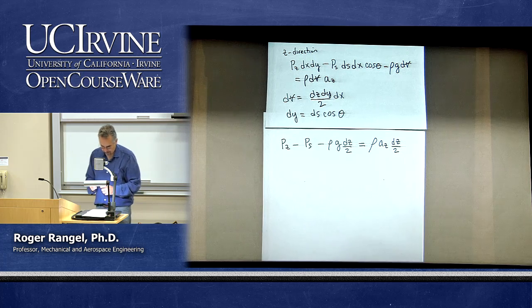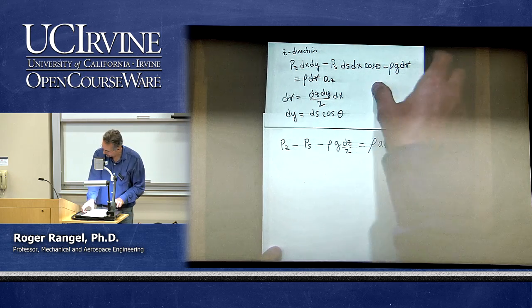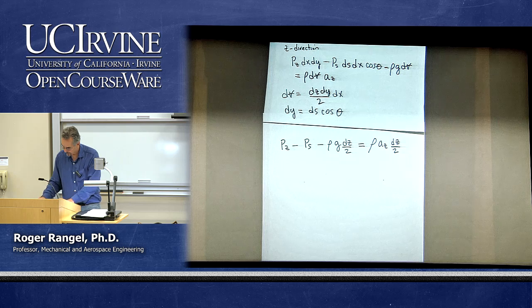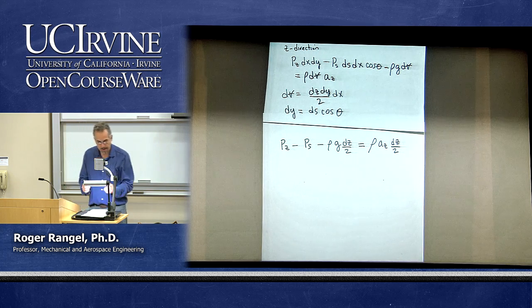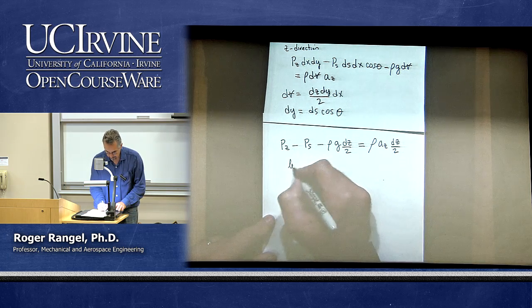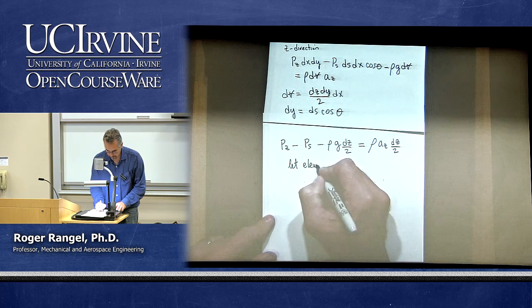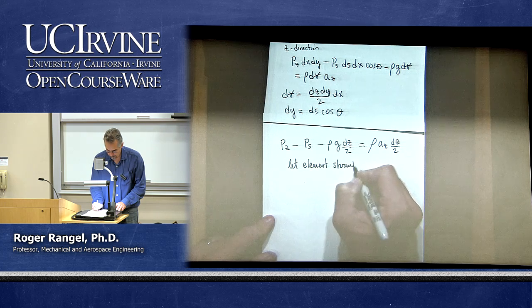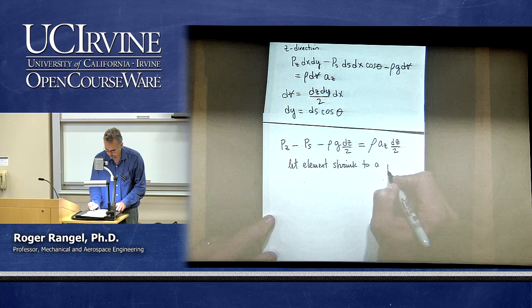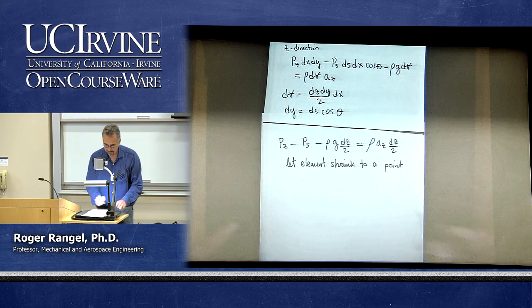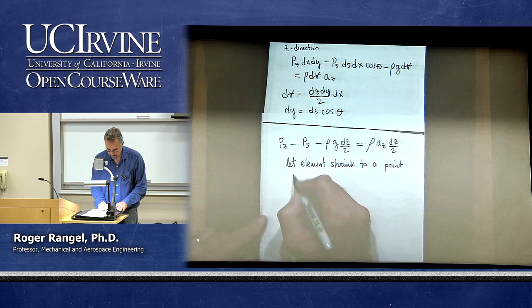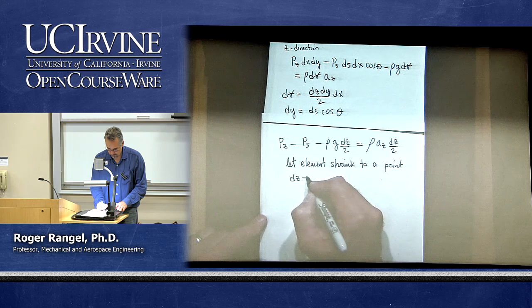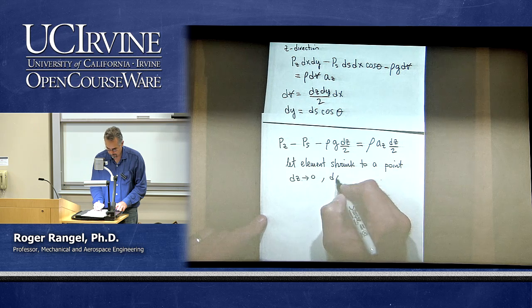But now we're going to do something very interesting. What happens if I now take this element and I let it shrink to a point? So let the element shrink to a point, by taking simultaneously all of the sides to go to 0.